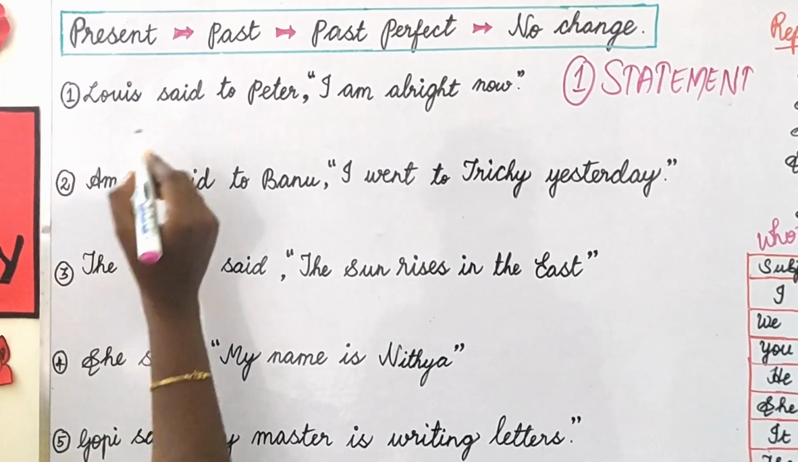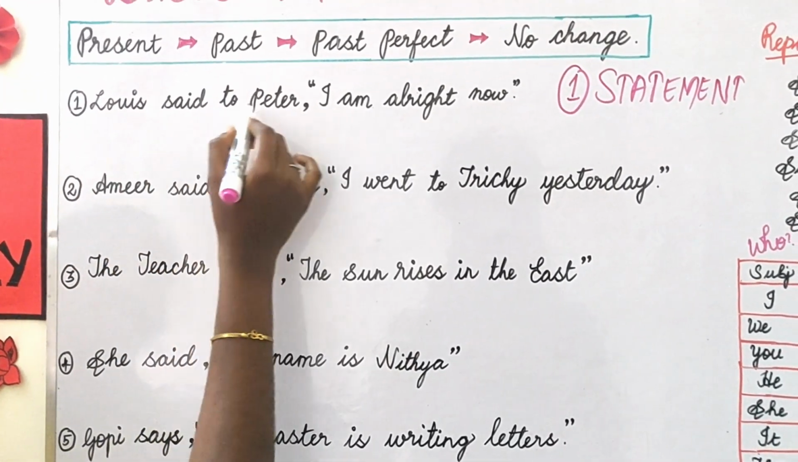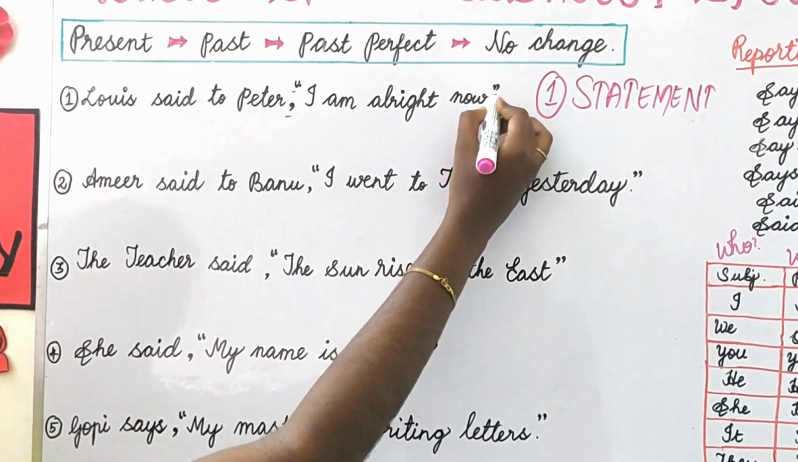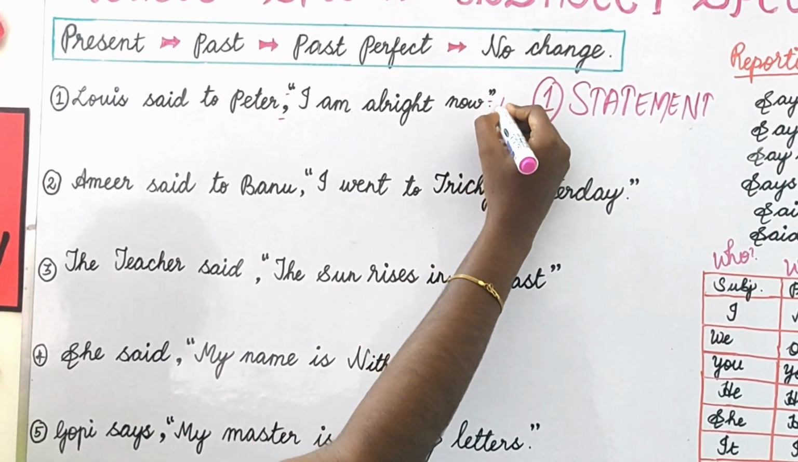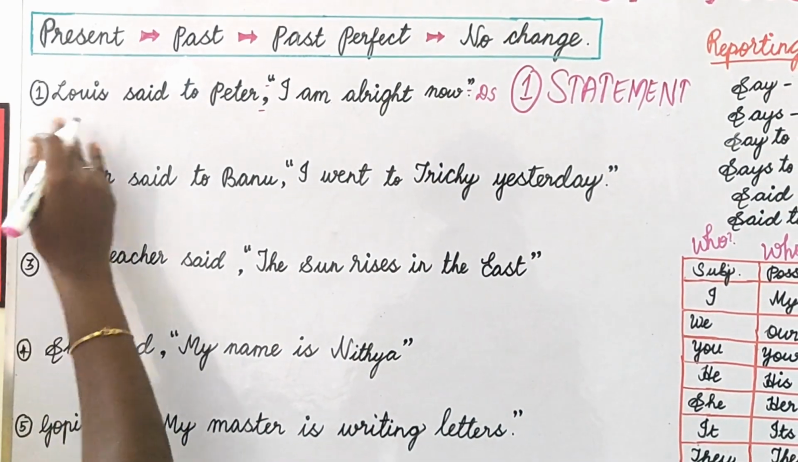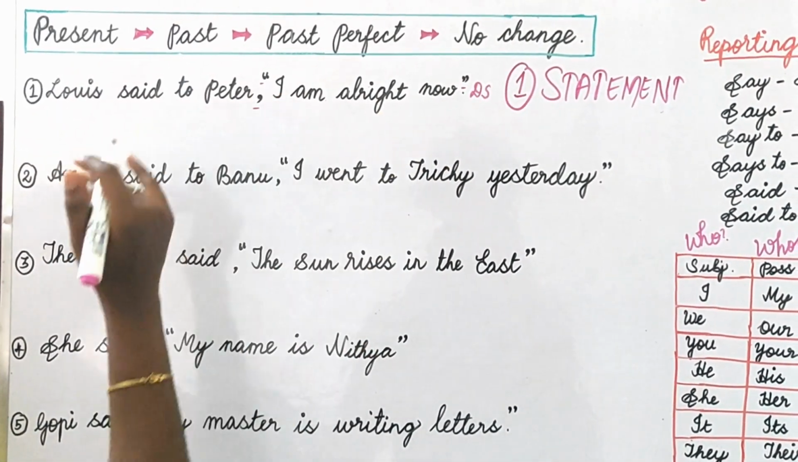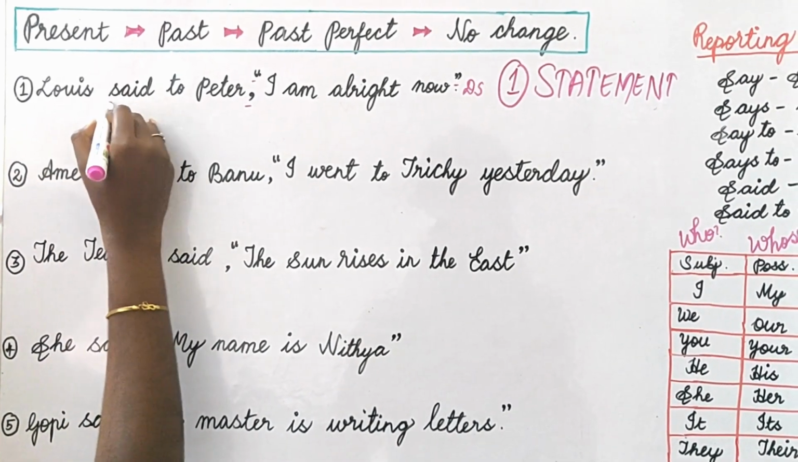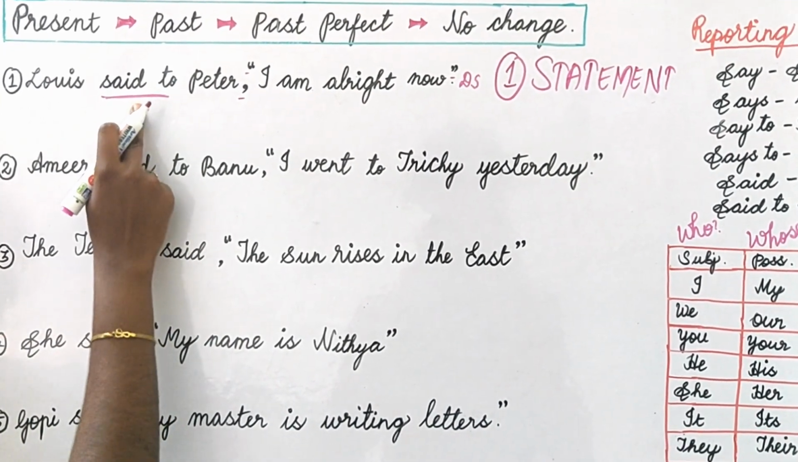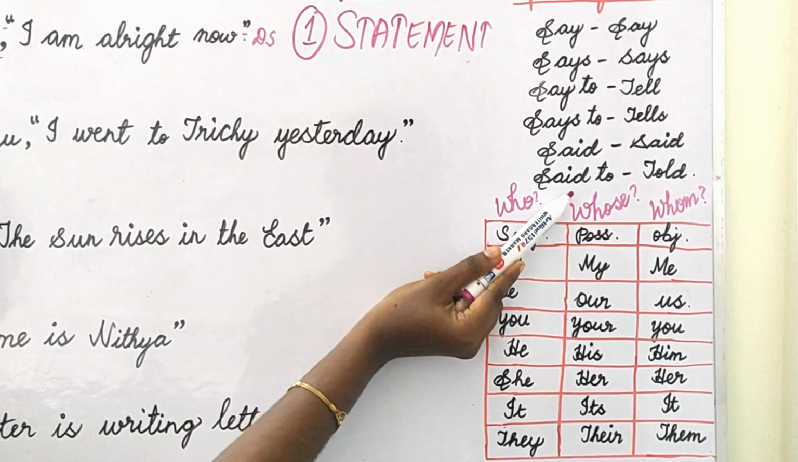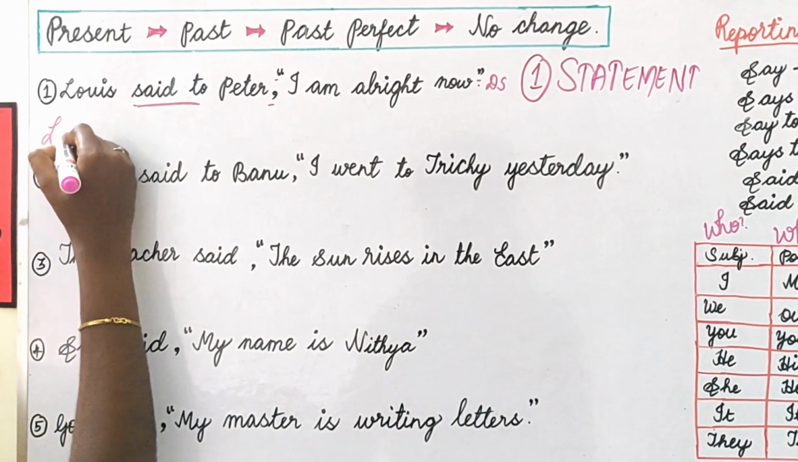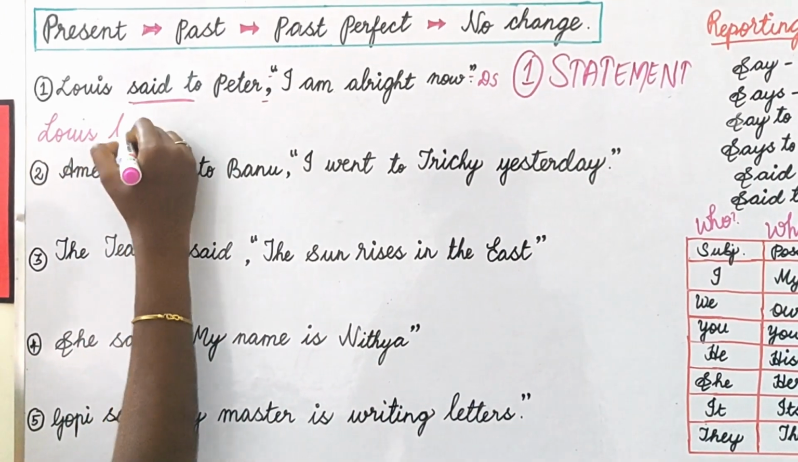The first sentence I have given you is, Louis said to Peter, "I am alright now." With these punctuation marks, you can clearly identify this is direct speech and you should convert this into indirect speech. One by one I will be explaining so that it will be useful. "Louis said to", this is the reporting verb which we have to change, isn't it? So "said to" will be changed to, see the table, "told". Louis told.